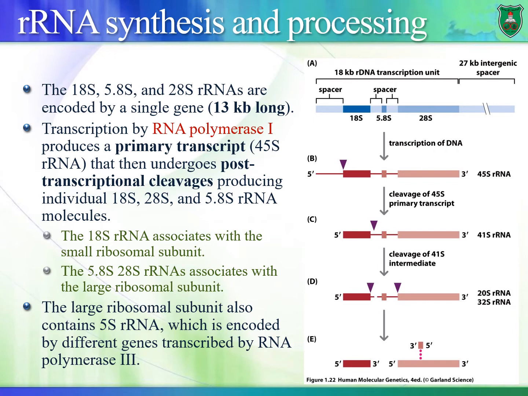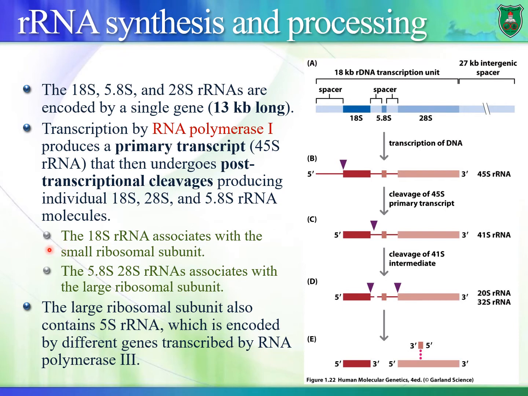Now, very briefly, rRNA molecules in human cells are produced from special genes using RNA polymerase 1. We already mentioned that in transcription. Usually they are produced as a primary transcript, a primary RNA molecule, and it undergoes post-transcriptional cleavages or modifications, whereby you have production of single ribosomal RNA molecules, as shown in here. Okay.